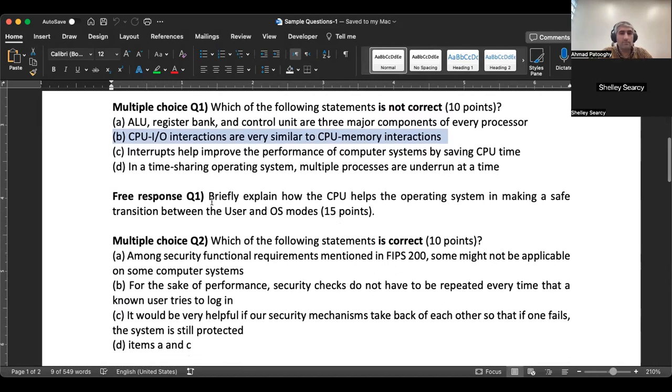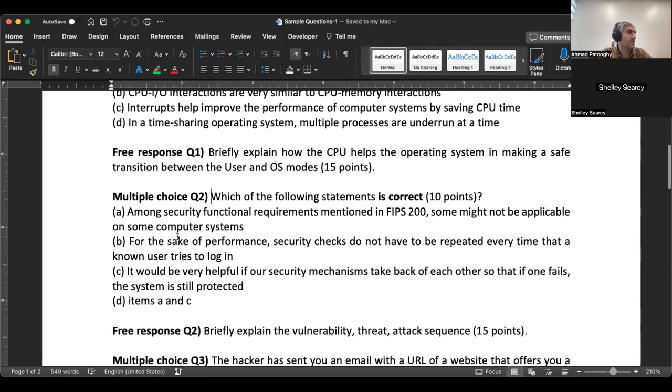Let's first go over the multiple choices and then I'll get back to the free response question. Multiple choice 2, which item is correct? Item A says, among security functional requirements mentioned by FIPS 200, some might not be applicable on some computer systems. This seems to be correct.